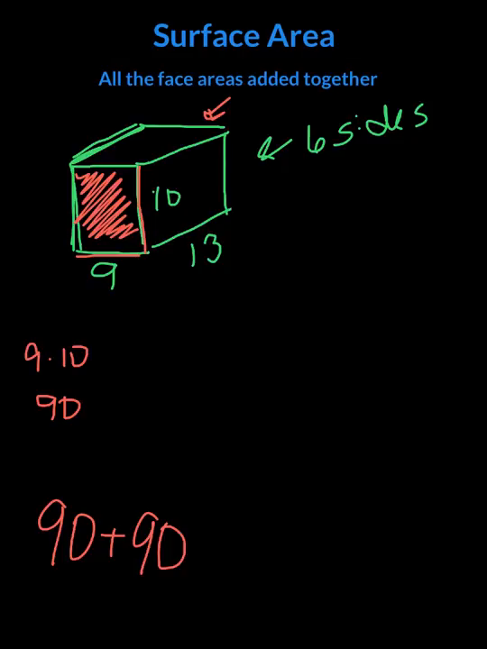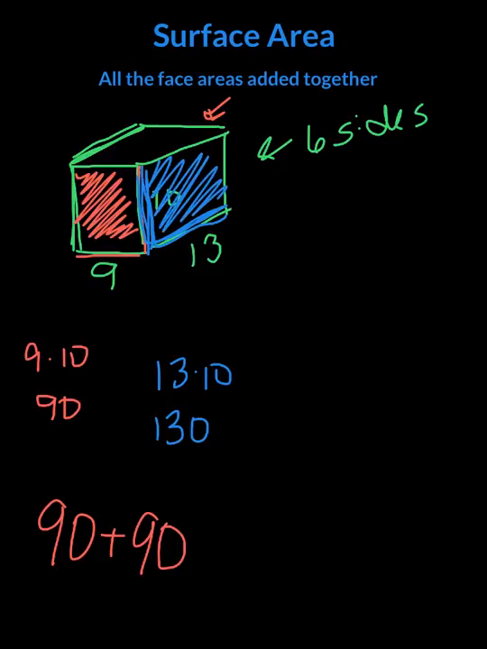Next, I'm going to do this long side here, so kind of where the shoe sits. So this is going to be my base and my height, so 13 times 10. So 130. So that's this area right here. But then same idea, this area on the back side is also 130. So I'm going to have 2 130s down here.